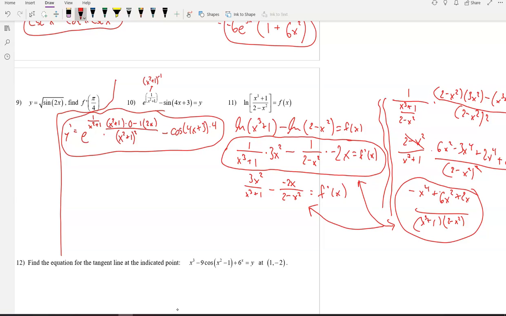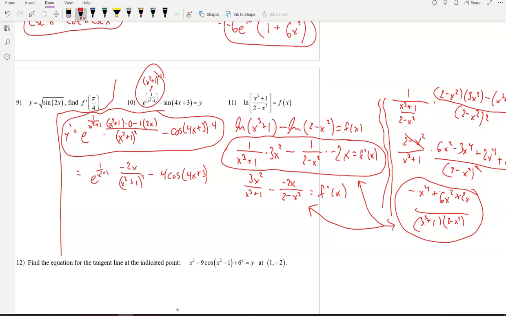Okay, of course, this does simplify some. So we could say, all right, this is really like e to the 1 over x squared plus 1. This would just cancel out because it's a 0 there. So we'd have negative 2x over x squared plus 1 quantity squared, and then minus 4 cosine 4x plus 3. That makes it a little bit prettier.